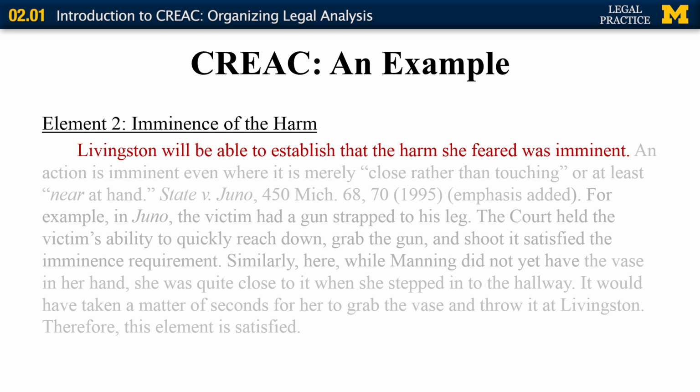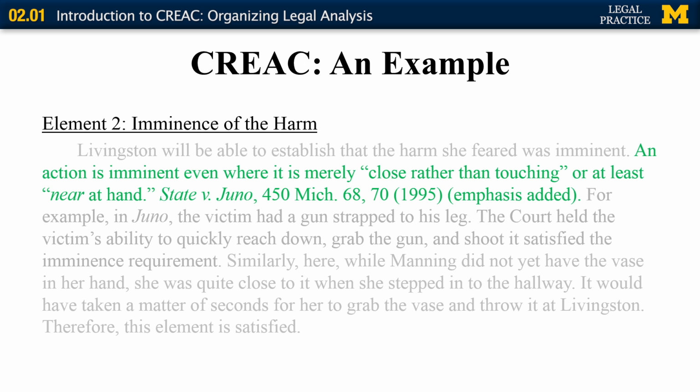We start with a conclusion. The conclusion is usually just one straightforward sentence, like it is here. Livingston will be able to establish that the harm she feared was imminent. If I thought that, based on my analysis, that she would not be able to satisfy this element, the conclusion would say that Livingston will not be able to establish that the harm she feared was imminent. Then we have a one-sentence statement of the rule. An action is imminent even where it is merely close rather than touching, or at least near at hand.